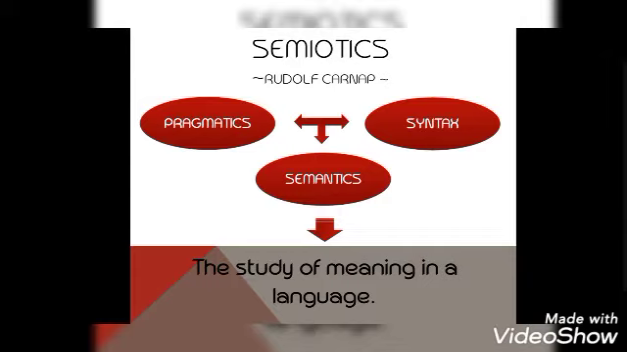For Rudolf Carnap, semiotics is the study of signs and symbolism, and we should believe that the word, letter, and any part of language is a part of semiotics. Therefore, pragmatics, semantics, and syntax are also derived from the study of semiotics.